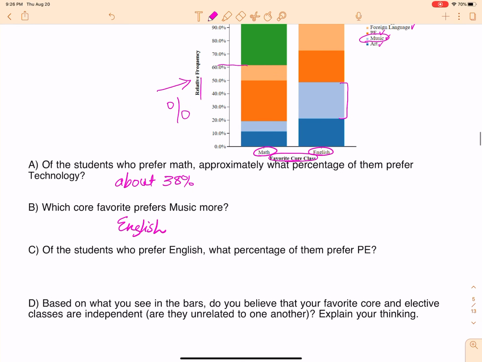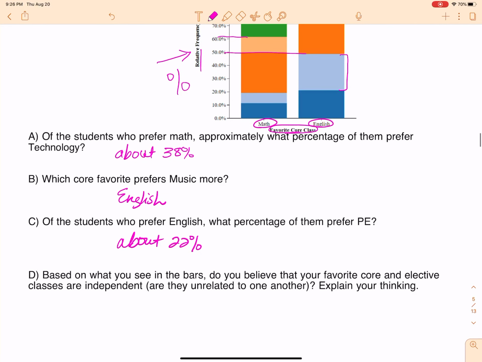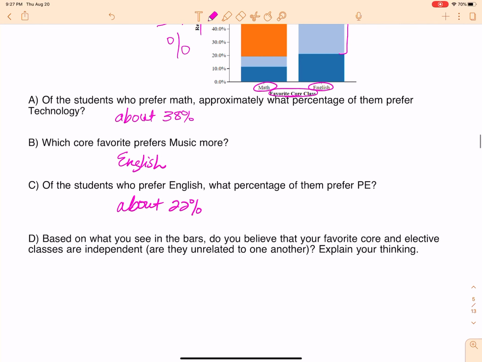All right, so let's look at part C. Of the students who prefer English, what percent of them prefer PE? Okay, well that's the dark orange, so let's just, hopefully we can all draw straight lines. That looks like it's about 22%, something like that. I wouldn't go as low as 20, but if you go 20, 24, 22, something in there would be absolutely perfect. 23, 21, all of those work. So remember, we work in the gray area. We're making approximations.